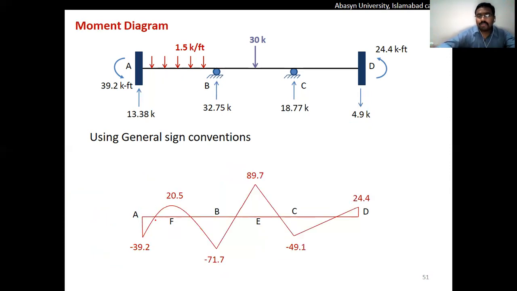Once we have the point of contraflexure, you can easily calculate the moment at that point. We consider that point as F, and the value of moment at that point comes out to be 20.5 feet. Similarly, you can easily draw the moment diagram by using the shear force diagram, or by using the method of sections to draw the shear force diagrams.